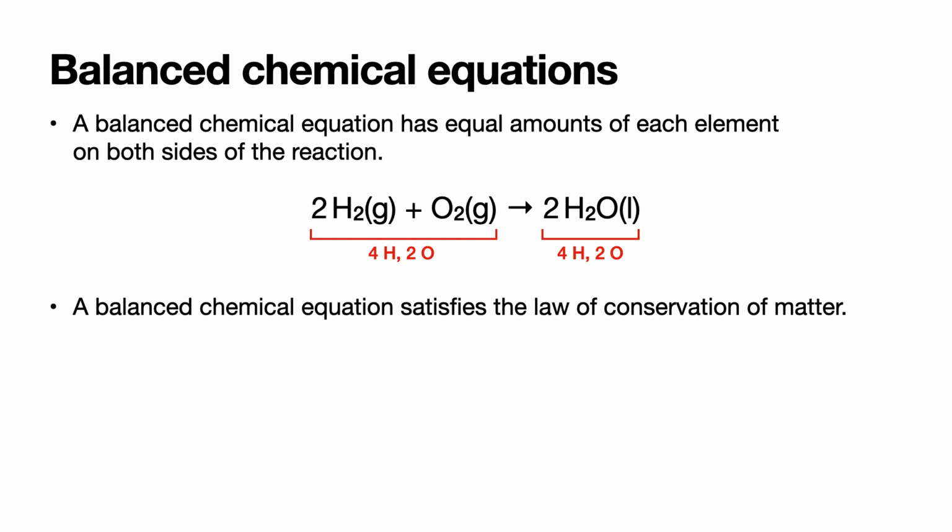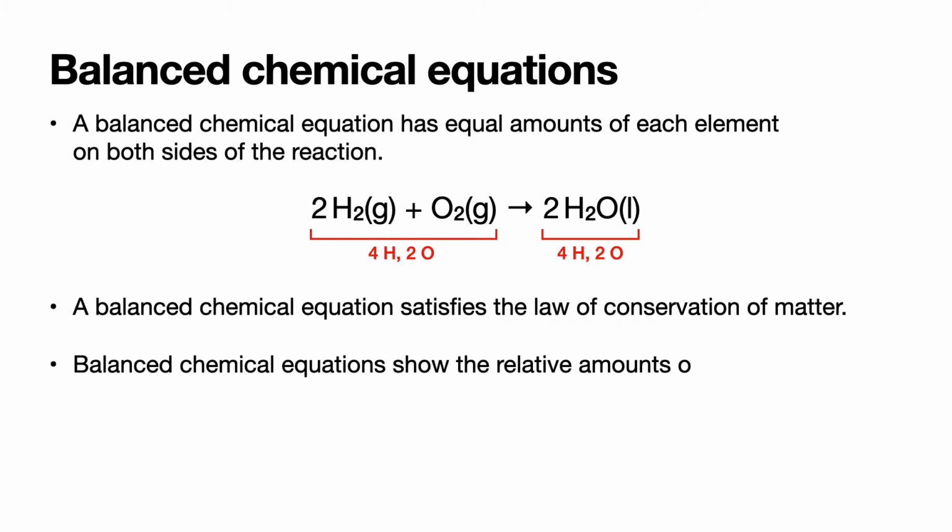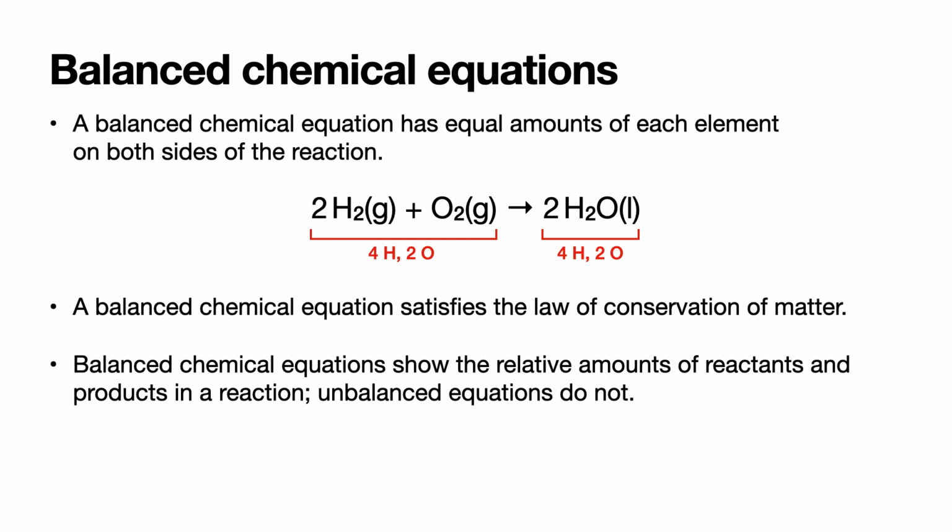And the important thing about balanced chemical equations, as far as their usefulness, is that they show us the relative amounts of the reactants and products in a reaction, whereas unbalanced chemical equations don't. So for this particular example, the balanced chemical equation shows us that whatever amount of oxygen is involved in this reaction, twice that amount of hydrogen is involved.